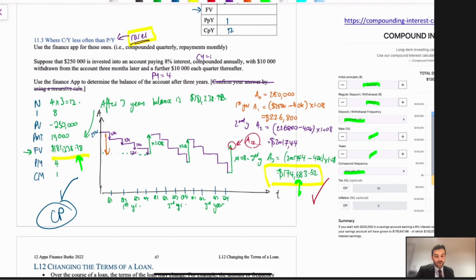So I know this video probably might not help you that much, but the rule of thumb, just you grab that finance app as soon as you see the compounds per year occurs less often than the payments per year, okay? It's just an alarm bell. Whenever you see that, just grab for the finance app.